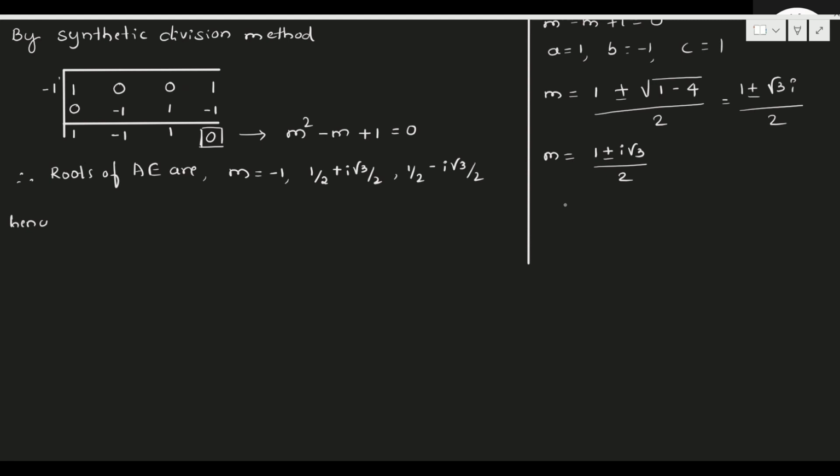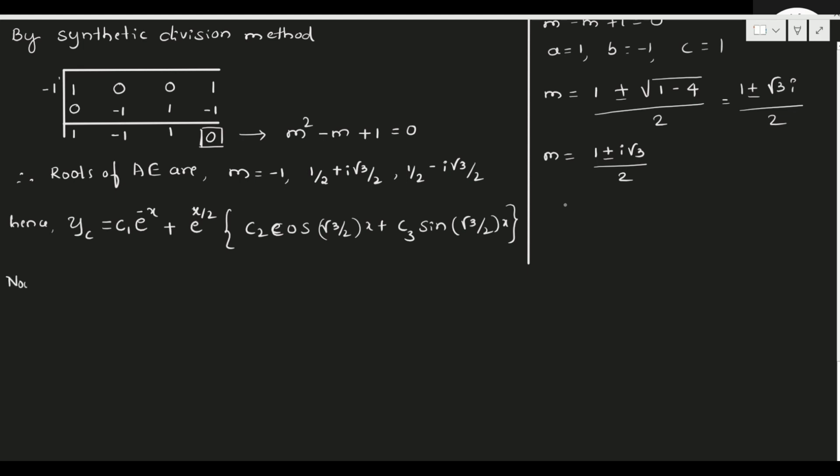Hence, YC, that is the complementary solution, is c1 into e^(-x) plus e^(x/2) into [c2 cos(root 3/2 x) plus c3 sin(root 3/2 x)]. These two are the complex roots, so we get e raised to x by 2. This is your YC, the complementary solution.